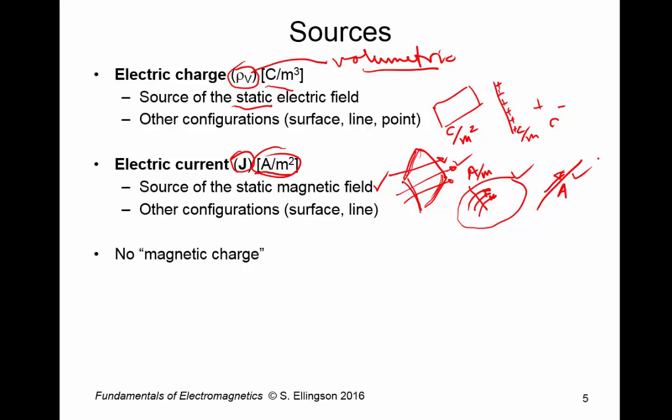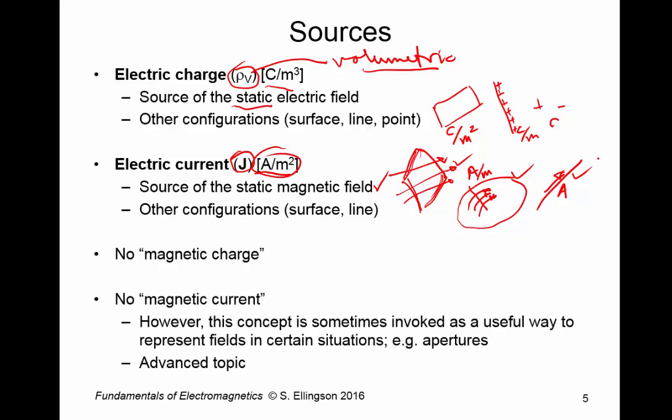Of course, there is no such thing as magnetic charge, as far as we know. So we don't need to discuss that. And there's also no such thing as magnetic current. However, there's a little bit of discussion we need to have there.